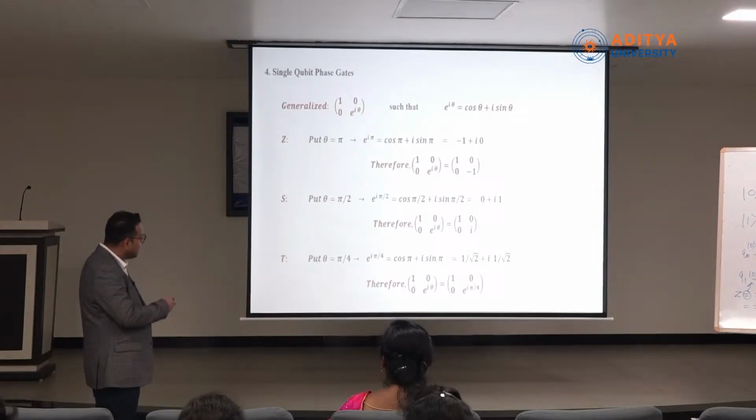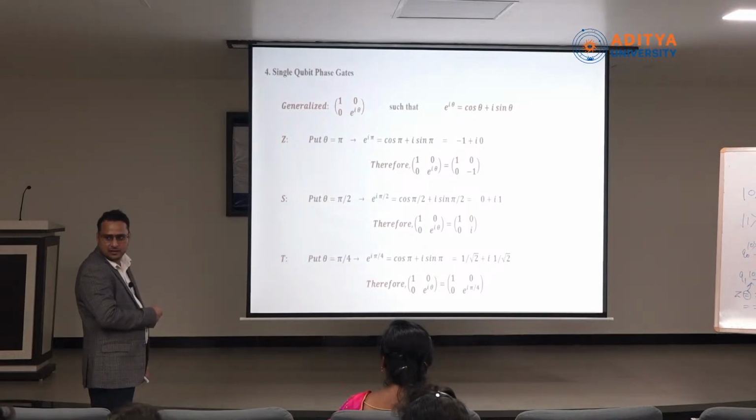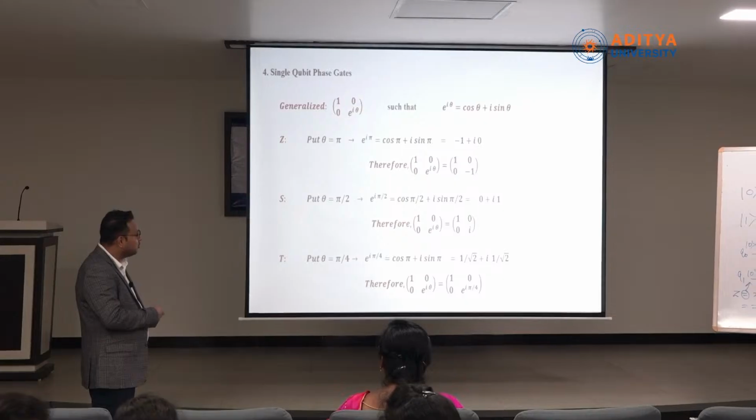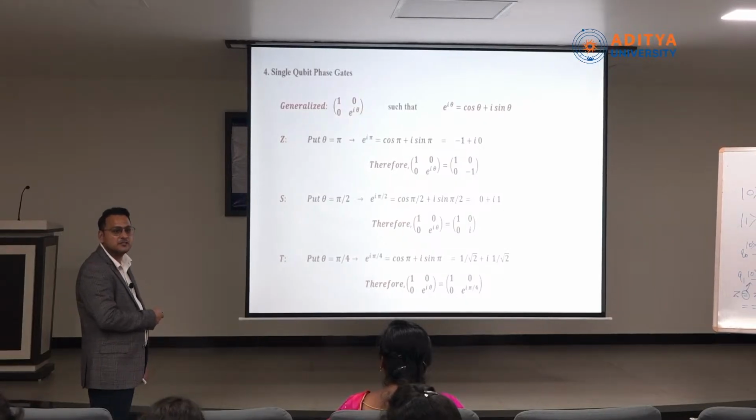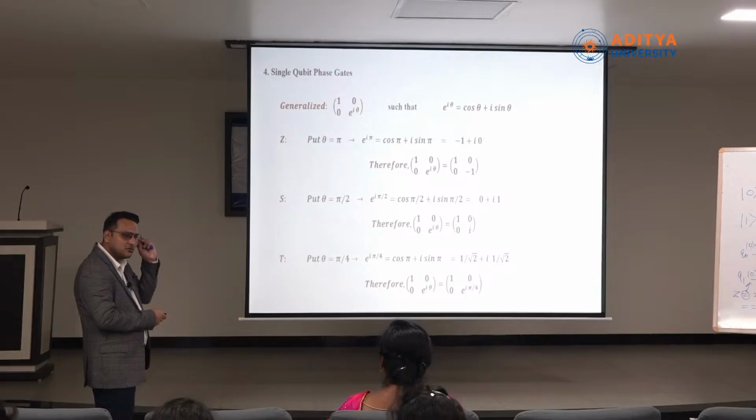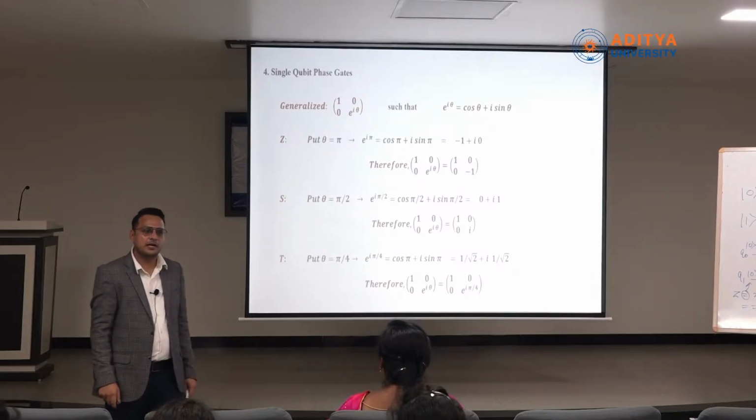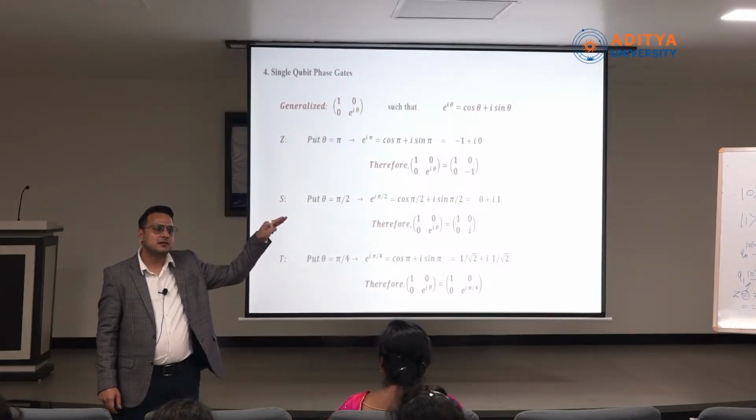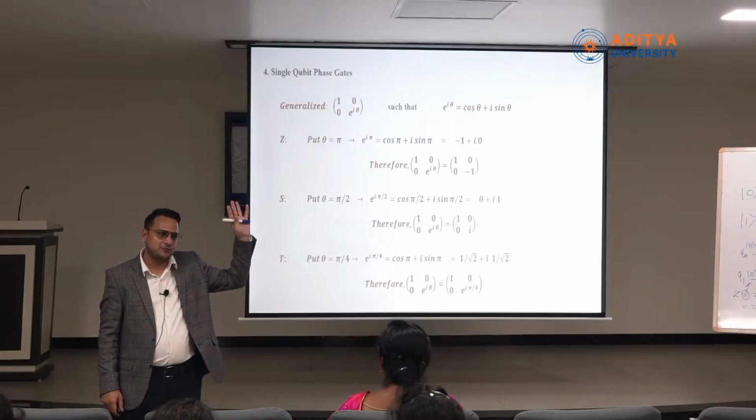Understood? So these gates, Z, S and T, we require all of them, because we need to estimate a phase. Phase means the information about the angle theta. If you remember the corresponding gate operators, it will help you a lot. So Z means theta is pi, e raised to the power i pi is minus 1.